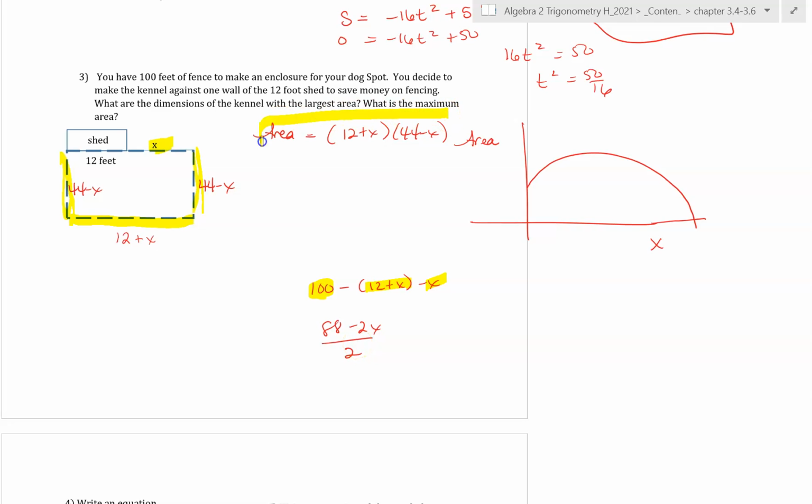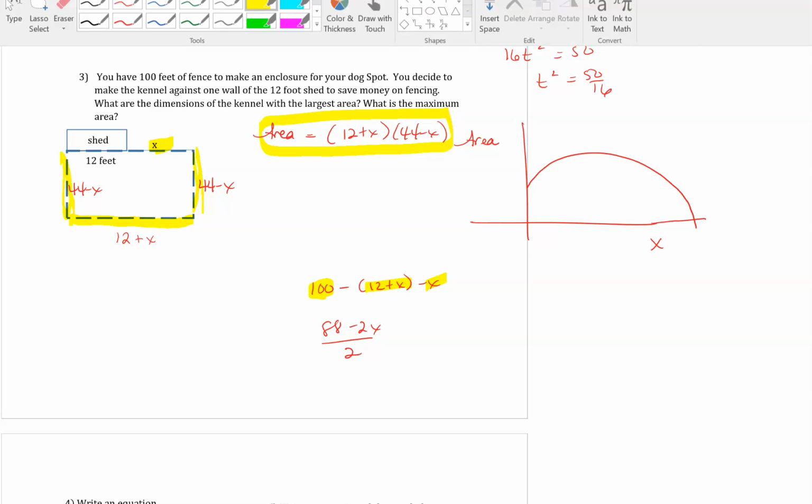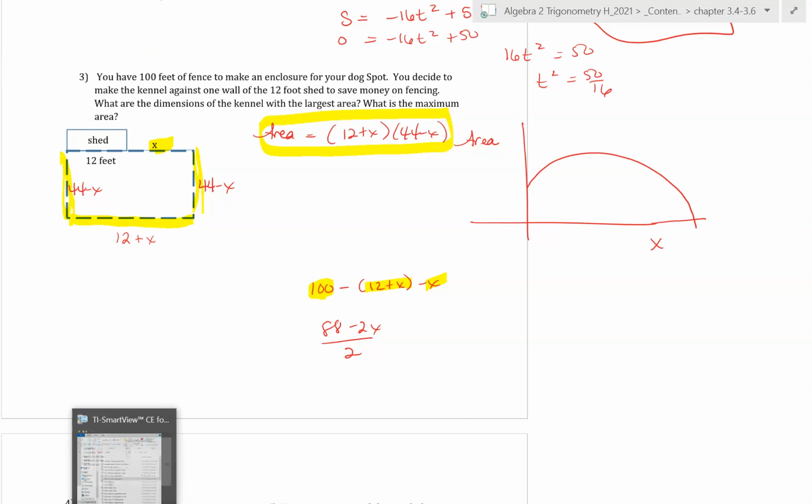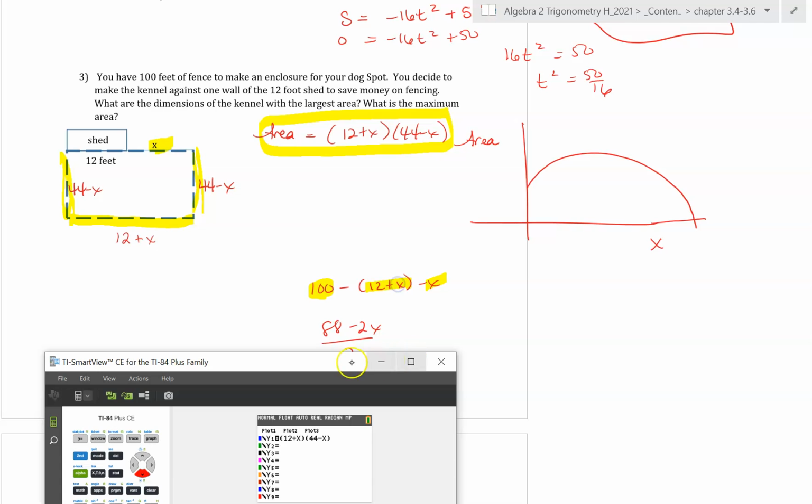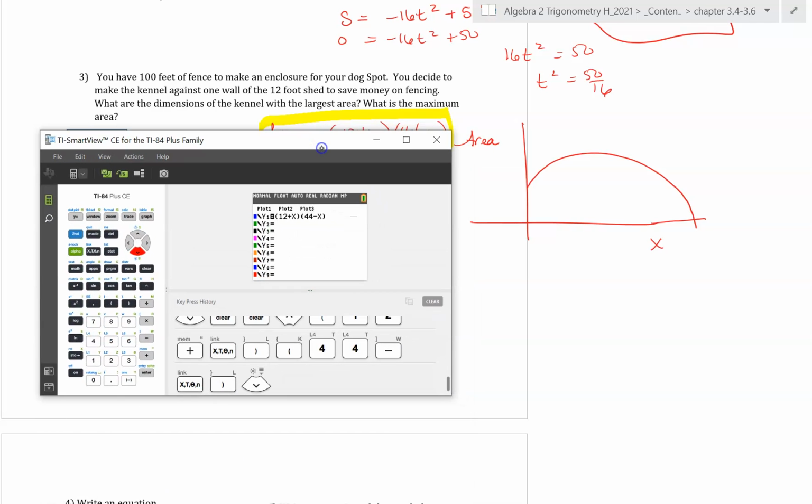So if we want to find the area, we could type this into our calculator now. There we go. We're graphing area with respect to x. So I'm expecting the graph to look something like this. Let's go ahead and think about a window.